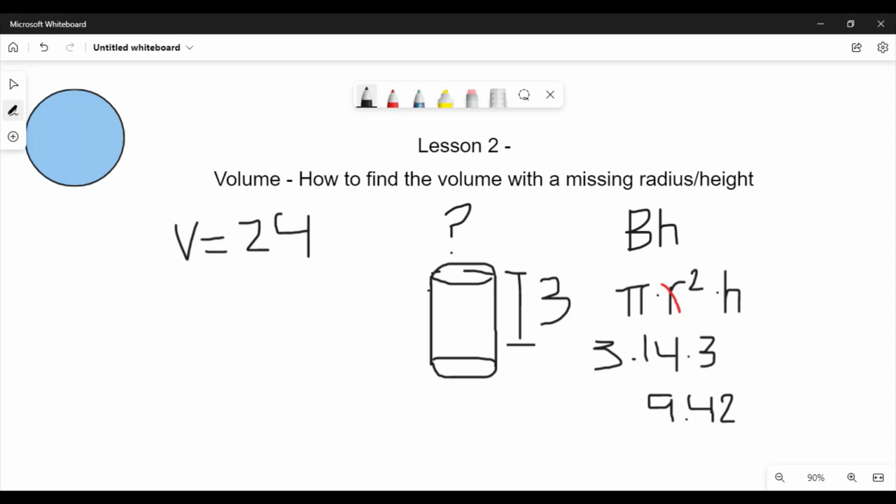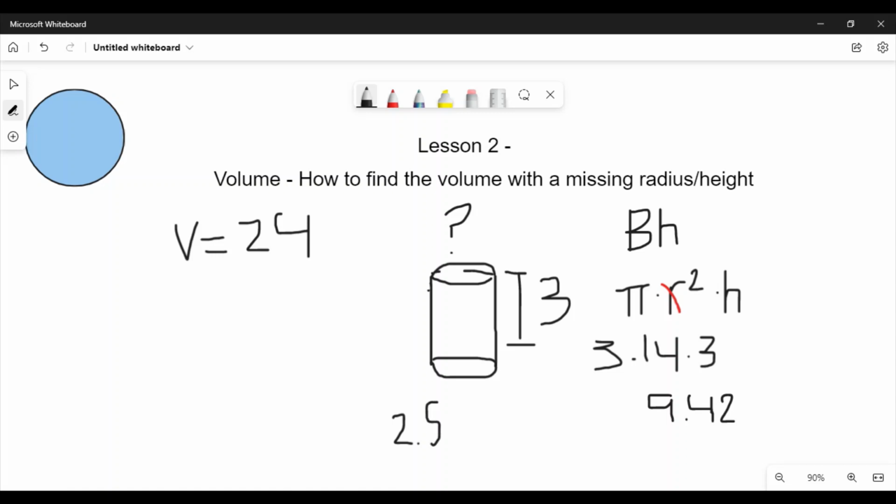So now we do 9.42 divided by 24. Oh, I'm sorry, wait. 24 divided by 9.42. And you should get 2.5 rounded to the tenths place. 2.5.